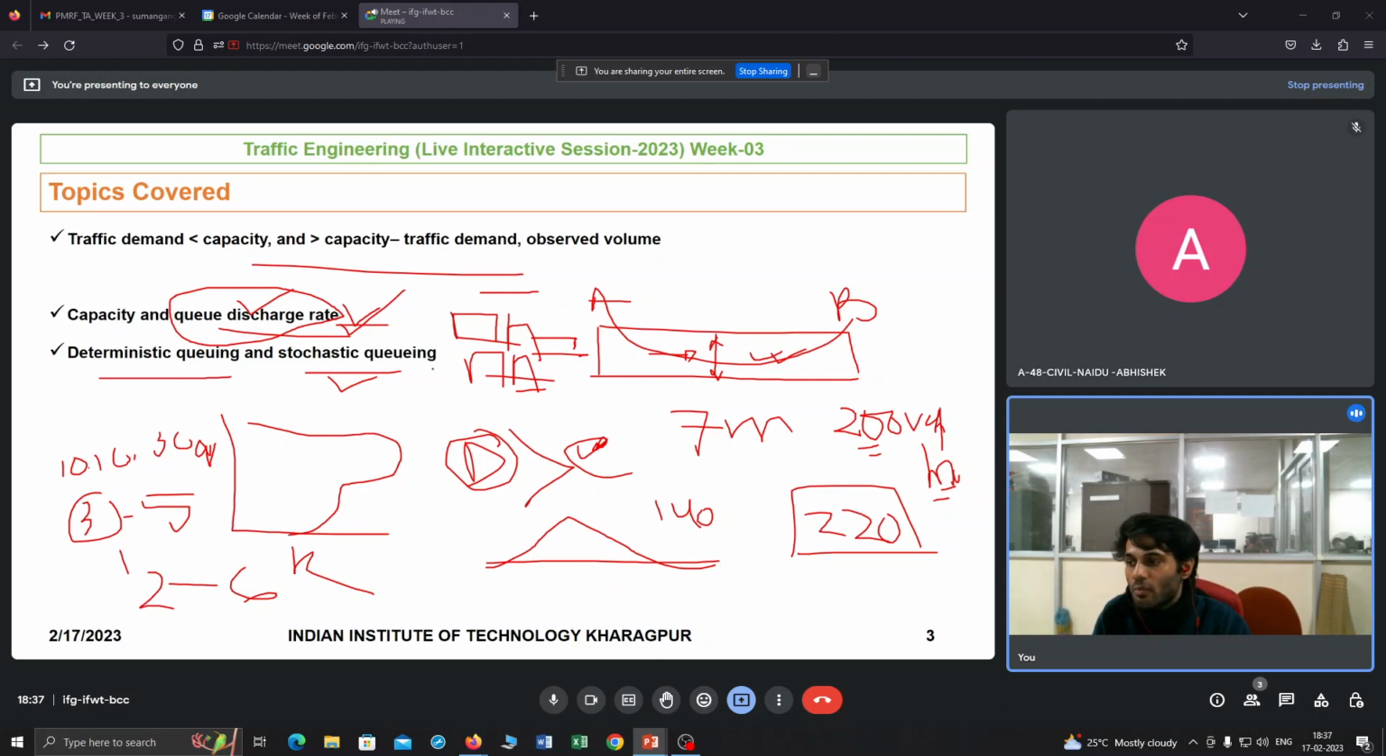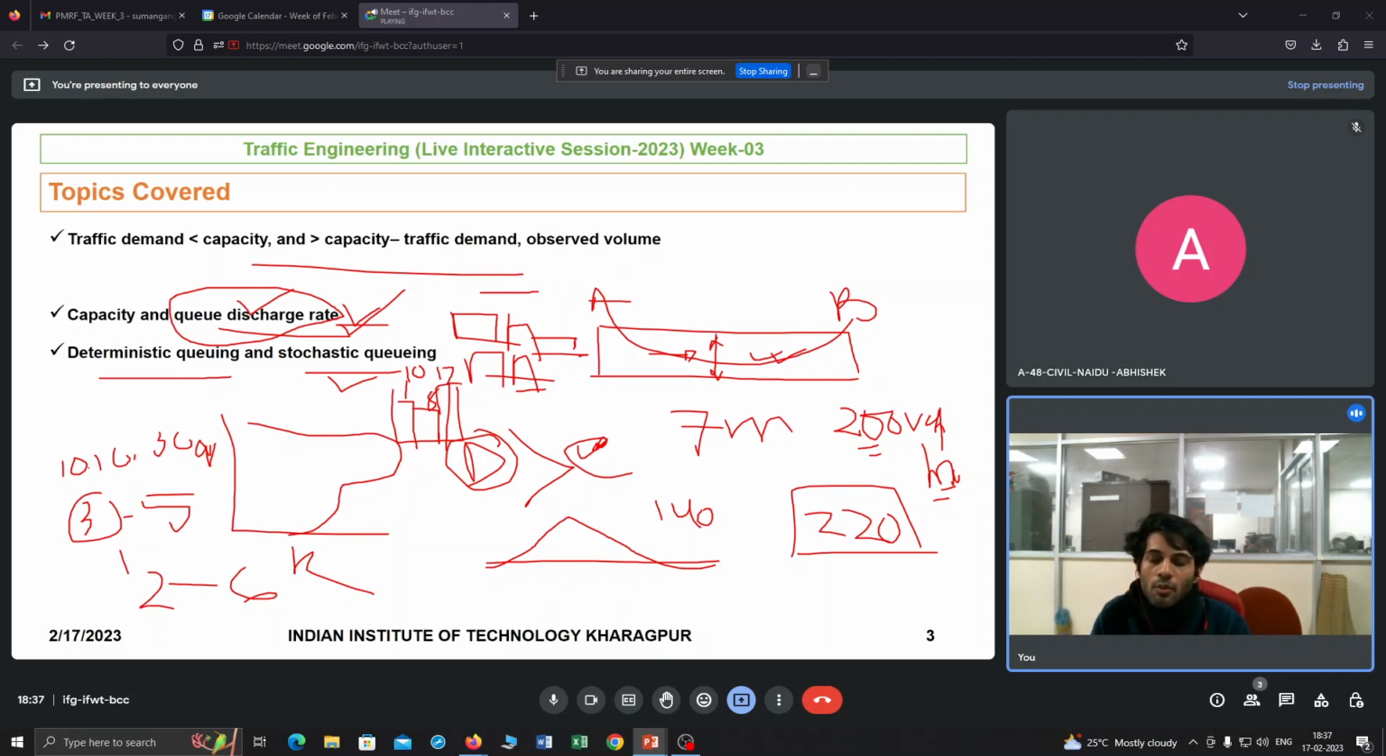How is it deterministic? It is not a fixed value, but for a particular time period, say for 1 hour, I take the average value as 10. For the next hour maybe I take an average value of 8. For the next hour maybe I take an average value of 12, like that. So it's a kind of deterministic queuing.